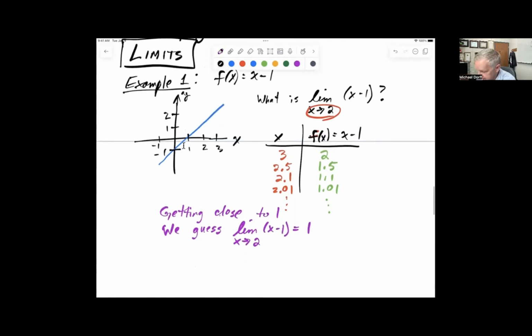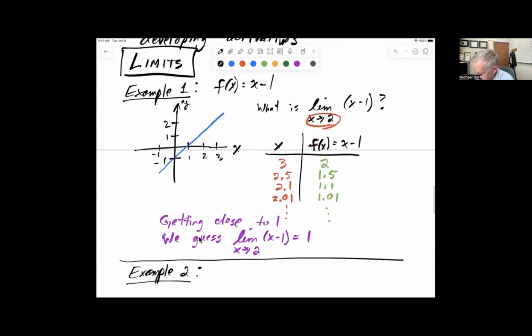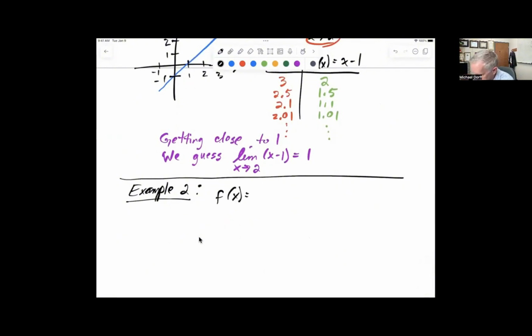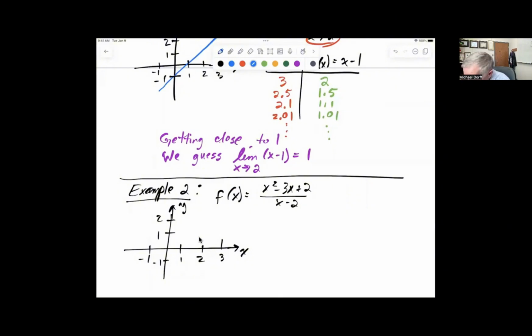All right, we're just guessing now because we haven't formally talked about how we can do this. So then let's do another example. Example 2, here we're going to have the function f of x equals x squared minus 3x plus 2 over x minus 2. And what does the graph of this function look like? It's similar to the previous one. It may not look like that at first, but it is. It's going to look like this. There's actually going to be an open circle right there, and then the function is going to look like that.